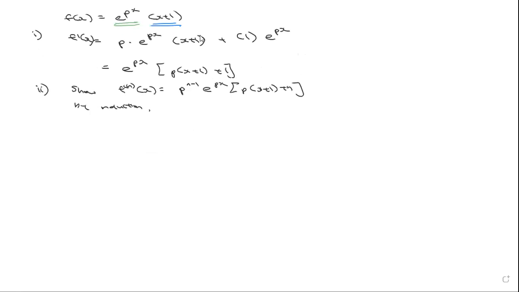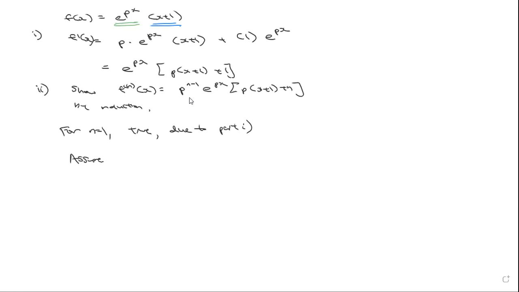So first things first, we need to show for n equals 1. So for n equals 1, it's true, right? Because for n equals 1, p to the 1 minus 1 is just p to the power of 0, so it's 1. So we've got e to the px times (px plus 1), which literally is just what we showed earlier in part 1. So it's true due to part 1. So we won't redo the working for that. We've shown that it's true for n equals 1. That's fine.